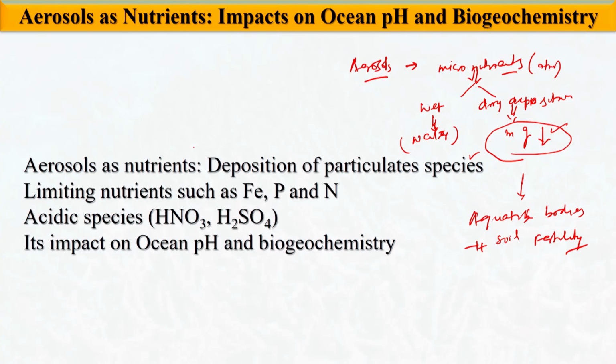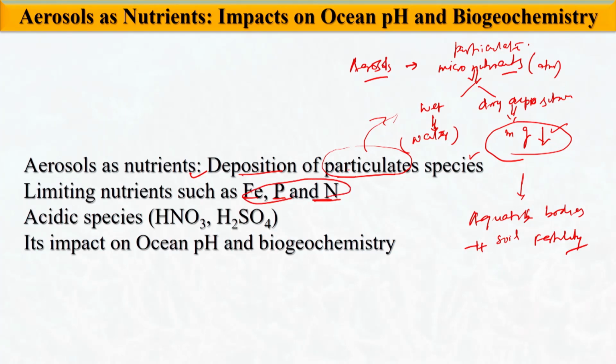As it says, aerosols as nutrients happens through the deposition of particulate species. This is very important, because here the micronutrient deposition we are talking about is mostly in the form of particulates, not in the gaseous form. Gaseous forms we will discuss later. And many places, especially some of the oceans, are deficient in iron, phosphorus and nitrogen. So, these are the three very key limiting nutrients that are needed.